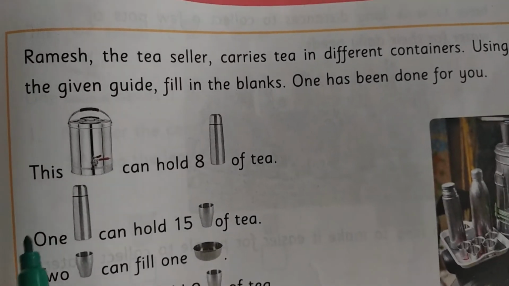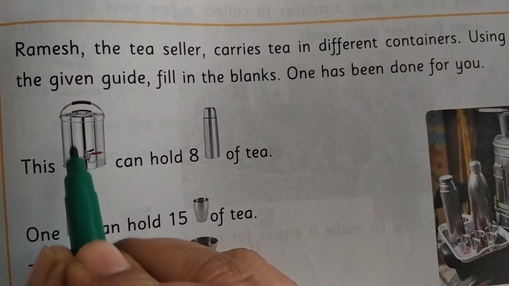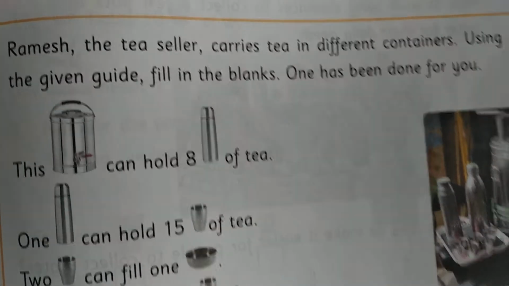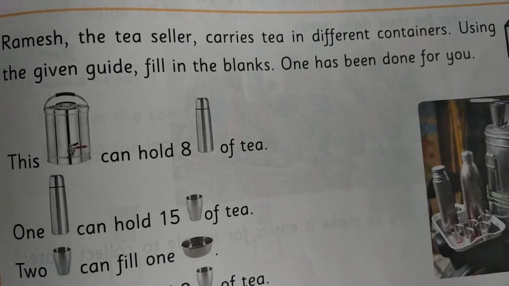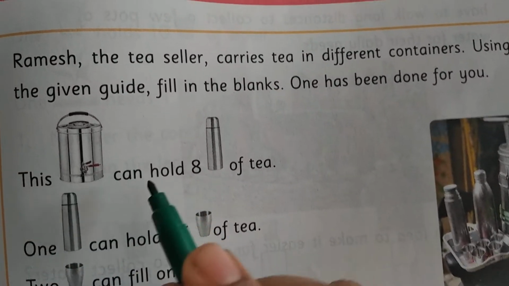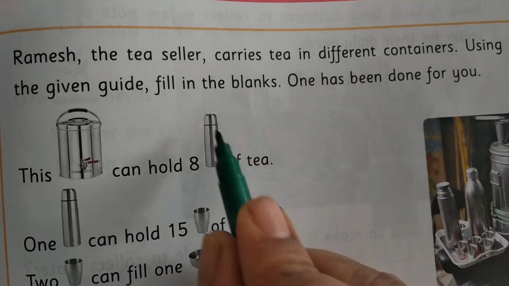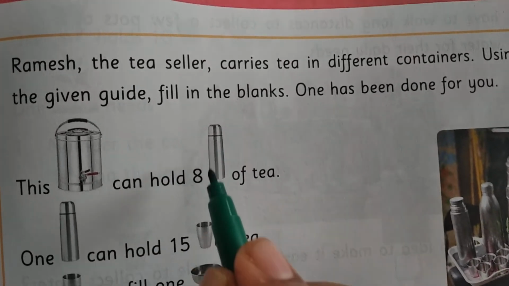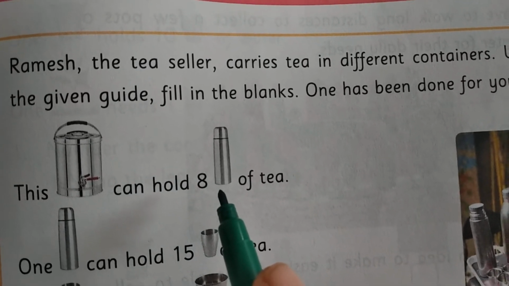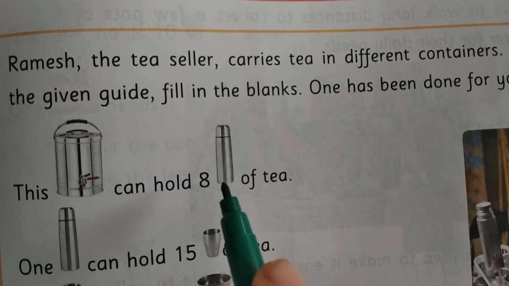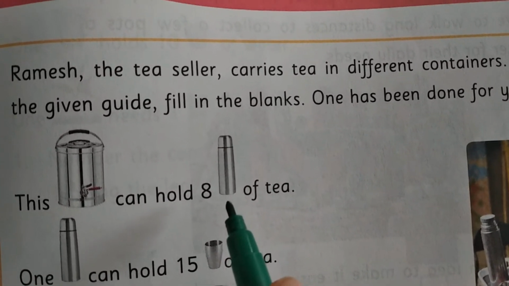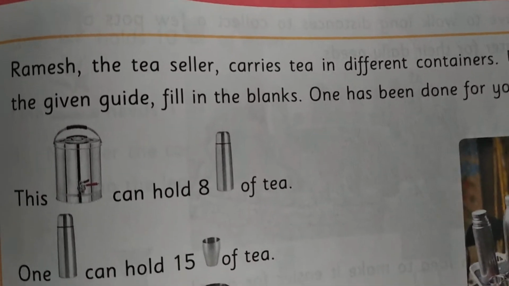Now see here, this is a container. This is a tea filter container, and this tea container can hold 8 flasks of tea. What is this picture? Flask. Yes, everyone will have one in your home, isn't it? Everyone has seen this. This is a flask. You will have one in your home itself.